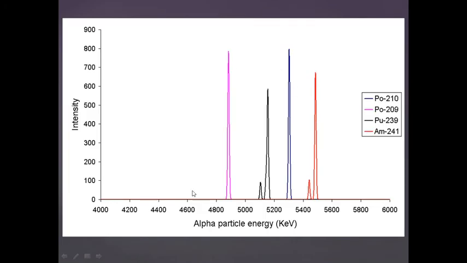I show the image of the alpha spectrum. You can see the spread here. This is the spread of alpha particles. Different alpha particles are emitted into different groups, and these groups have energies around Q, for polonium 210, polonium 219, plutonium, and Am 241. So this is the alpha spectrum. This is energy in keV, and this is the intensity. Intensity is a number. So this is how you get the alpha spectrum.